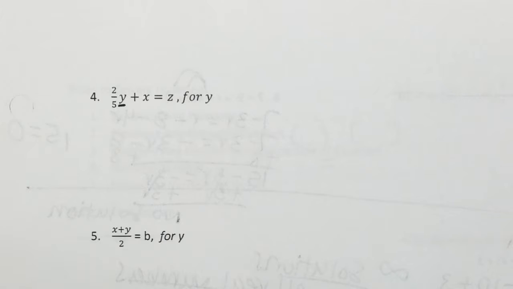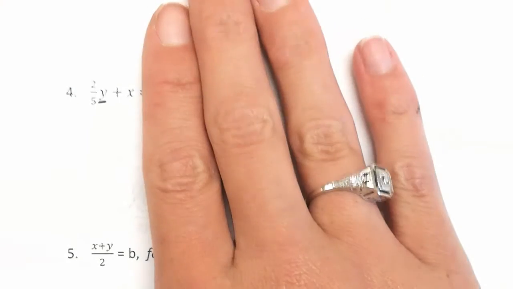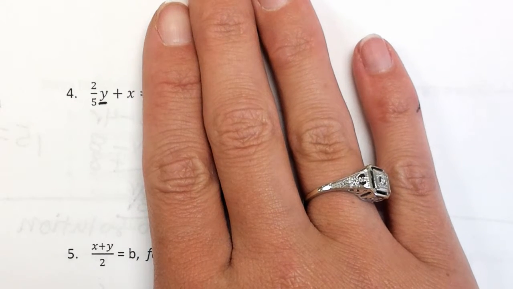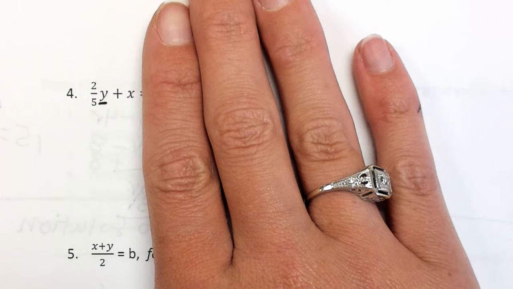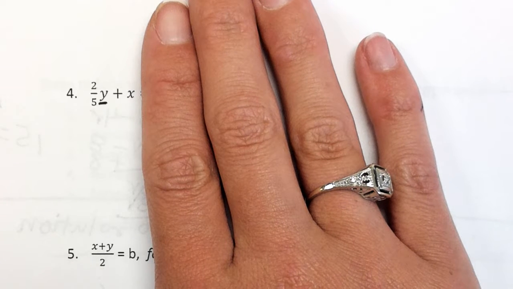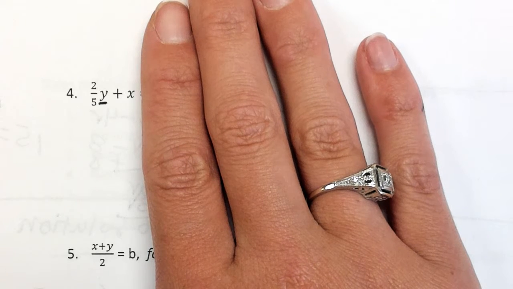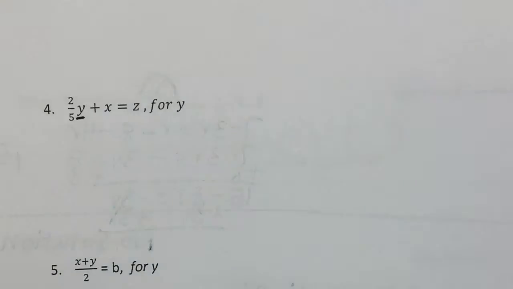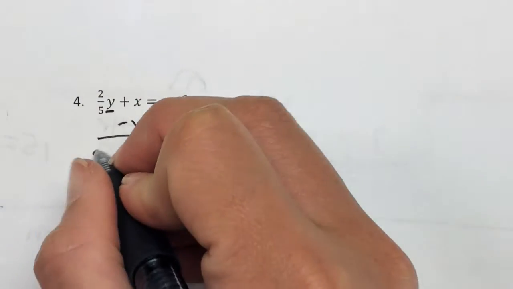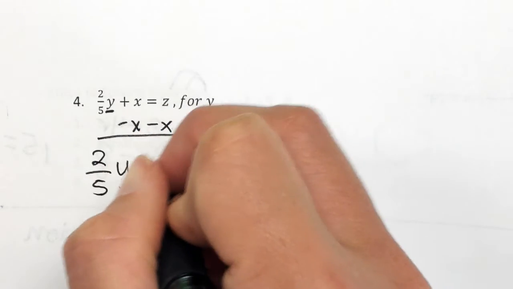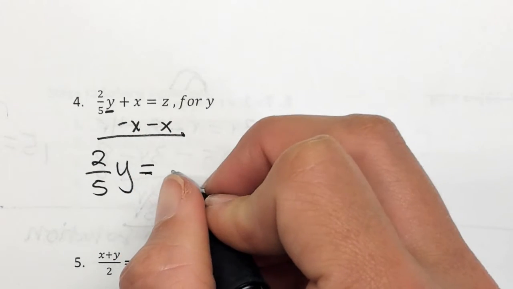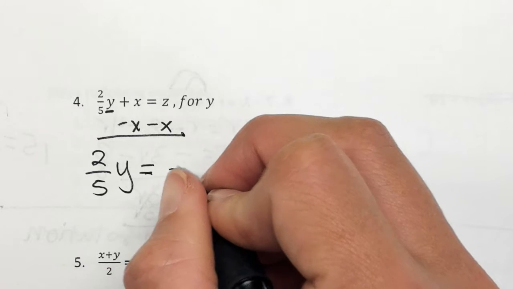What are the things that I need to get rid of that are beside y? 2/5 and x. Which one comes last in order of operations? Subtracting and adding, right? So what do I need to get rid of first? The x. By doing what? Subtracting. So we have 2 over 5y equals what? Very good.